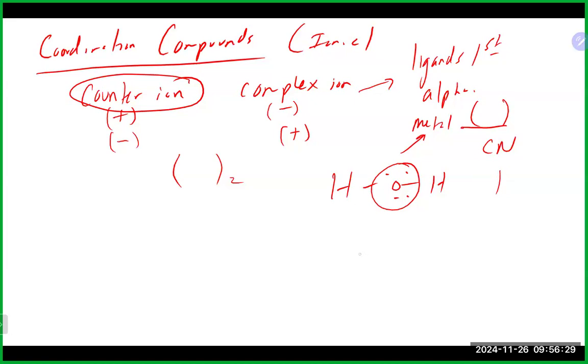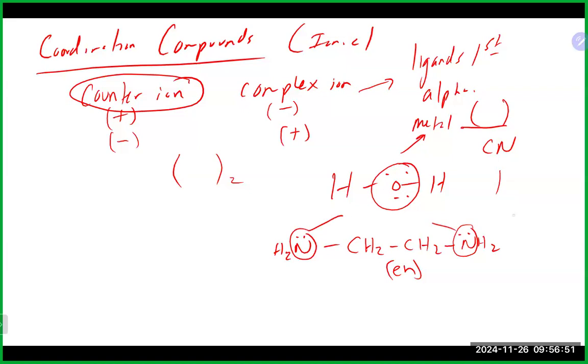Now, if you had something like ethylenediamine, which looks something like this, in this case, at each of these nitrogens, that is where it's going to bind to the metal. So you basically have a 2-for-1 situation occurring with that. And then we have something like EDTA, which can bind in 6 places per molecule.